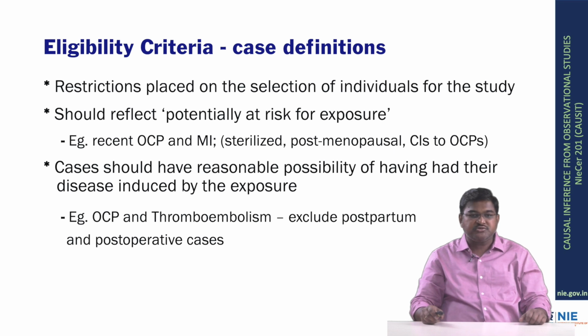The restrictions should reflect such that cases are potentially at risk for exposure. Example, in order to establish a relationship between recent OCP use and myocardial infarction, we might exclude women who are sterilized or women who are post-menopausal because they are not at risk for exposure.